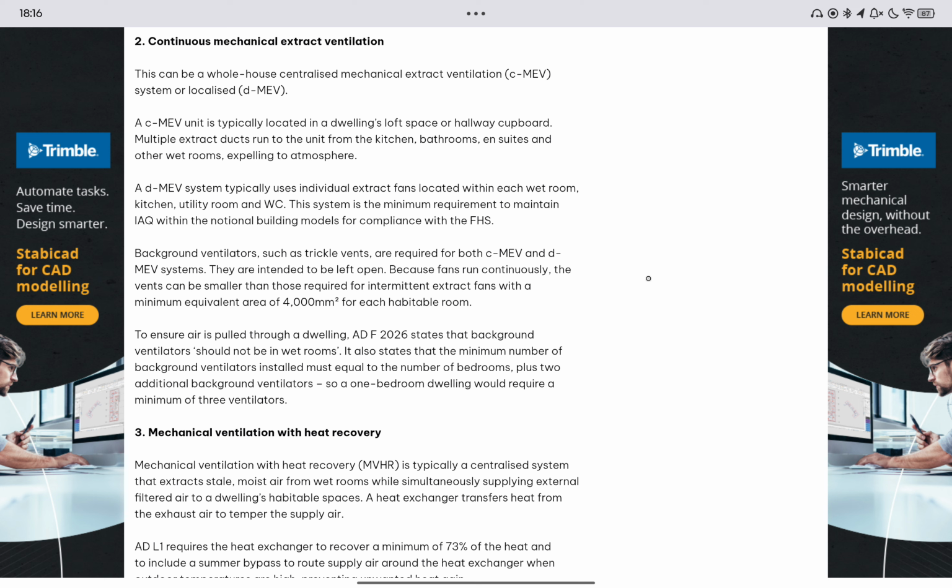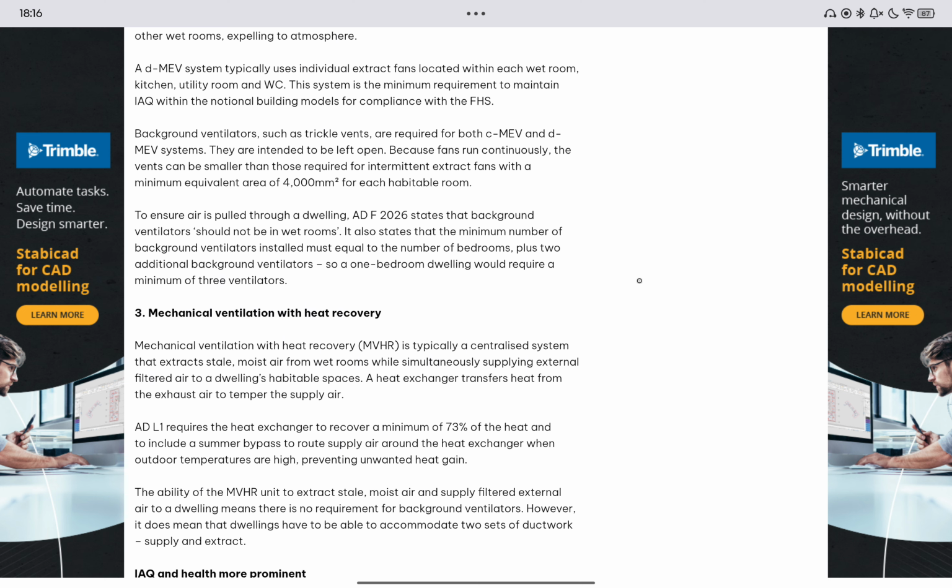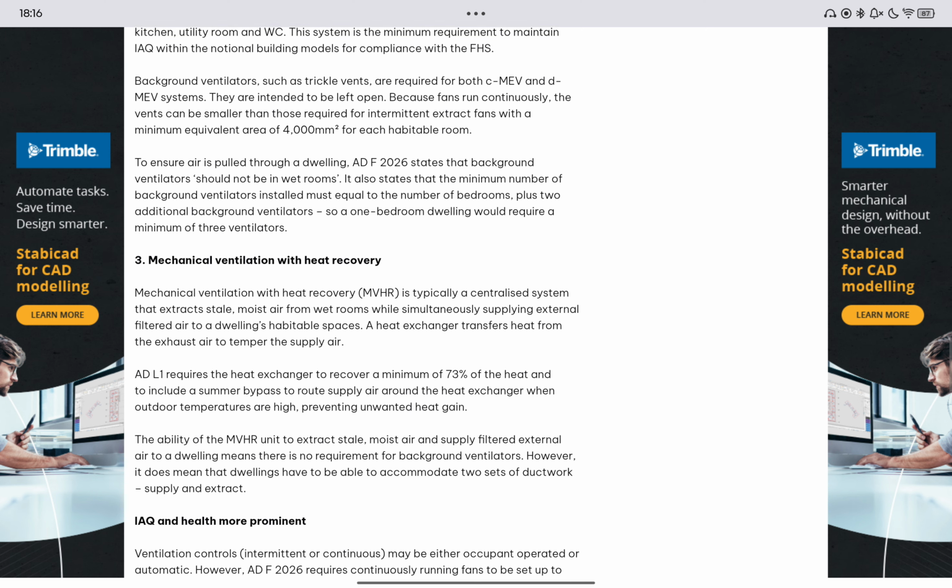Background ventilators such as trickle vents are required for both CMEV and DMEV systems. They are intended to be left open. Because fans run continuously, the vents can be smaller than those required for intermittent extract fans, with a minimum equivalent area of 4,000 square millimetres for each habitable room. To ensure air is pulled through a dwelling, ADF 26 states that background ventilators should not be in wet rooms. It also states that the minimum number of background ventilators installed must be equal to the number of bedrooms plus 2 additional background ventilators. So a 1-bedroom dwelling would require a minimum of 3 ventilators.